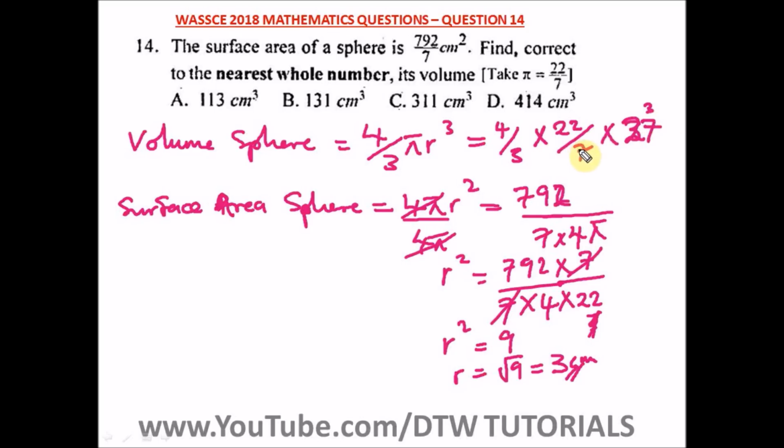Yes, we can cancel here. So we have 3 here, 1, and 3 in 27 will go 9 times. All right, and if you punch in your calculator 4 times 22 times 9 divided by 7, it will give us 113.14. The question says find correct to the nearest whole number. So we have 1 after the decimal point. 1 is less than 5, so we can't approximate by adding 1 to 3 to make it 4. So to the nearest whole number, our answer is 113 centimeters cubed. This is our answer, and our right option here is option A.